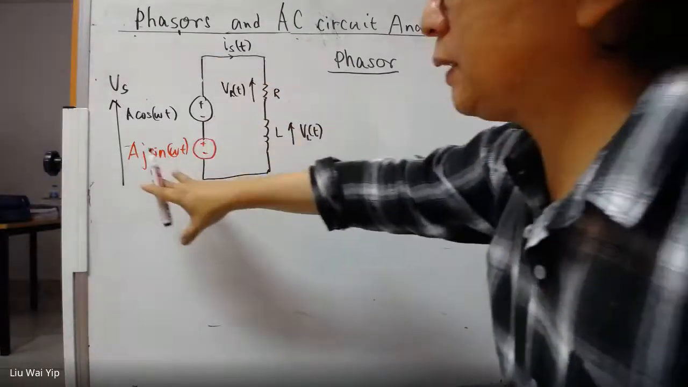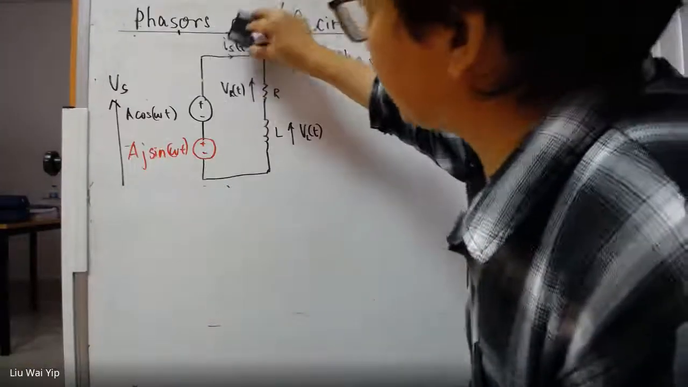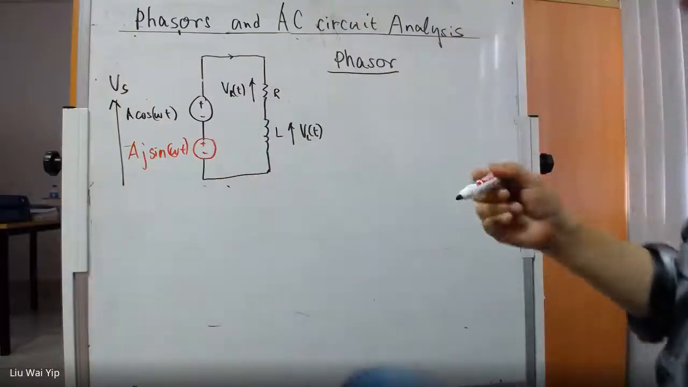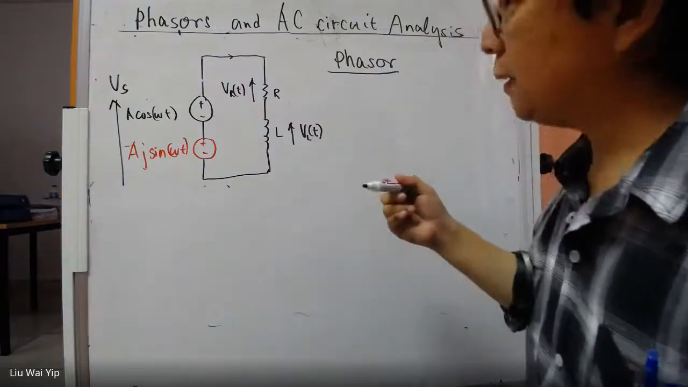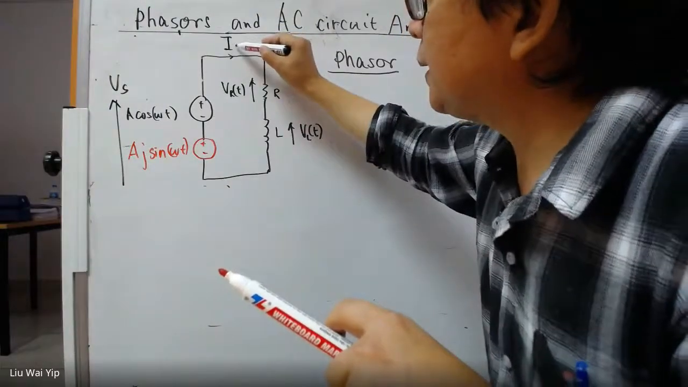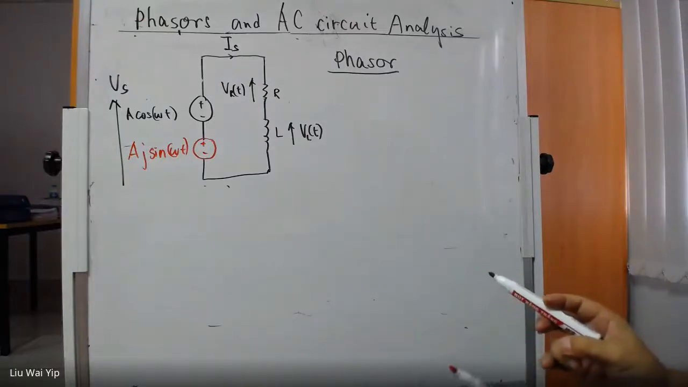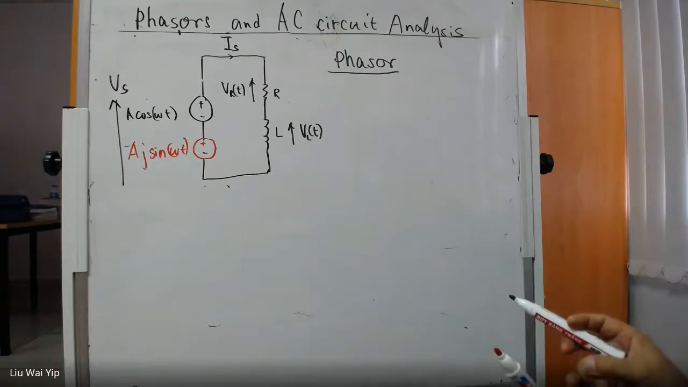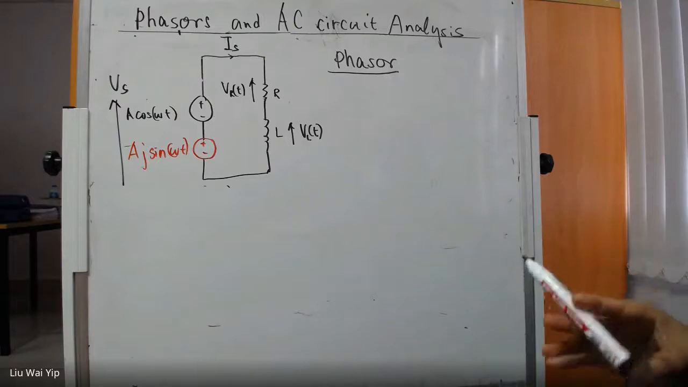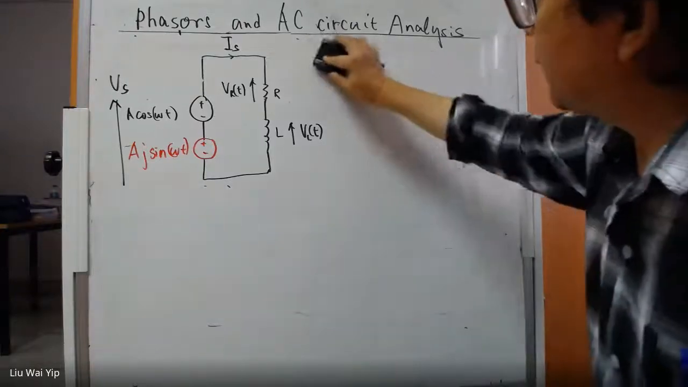And then if the voltage is a complex value, then you should expect the current to be the same. It's going to be a complex value. And I'm not going to express the current as Is of t. Instead, the current is going to be Is, capital I followed by S. And this will be the complex representation of the current. And this methodology is called phasor. And this is also the main ingredient of this video.